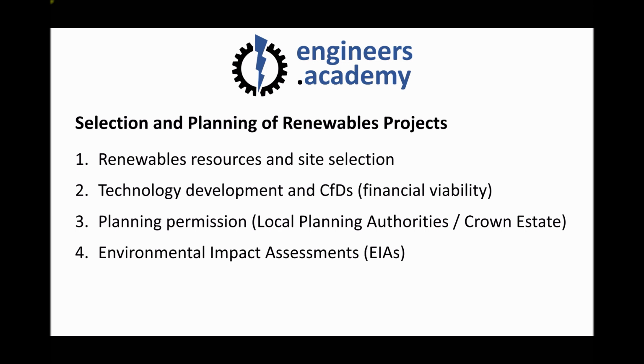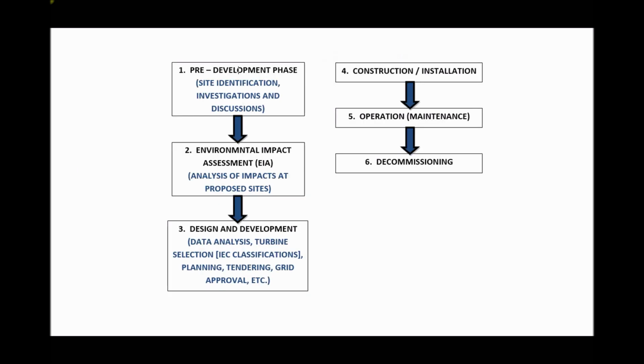So finally, it's important to consider the life cycle of a renewables project. And as our example, we're going to use the life cycle of a wind turbine or a wind farm. Now this diagram here shows the different stages in the life cycle of a wind farm. First of all, in the top left hand corner, we have the pre-development phase. So we're identifying sites, we're carrying out investigations, and we're engaging in discussions with landowners as an example. In terms of investigations, we'll be conducting an analysis of the resources that are available at the given location.